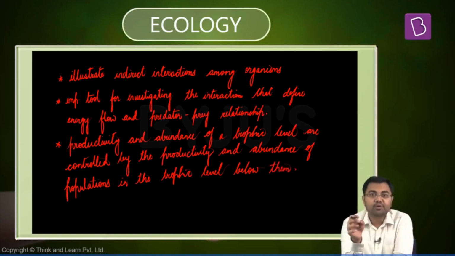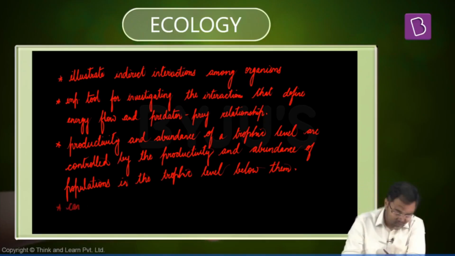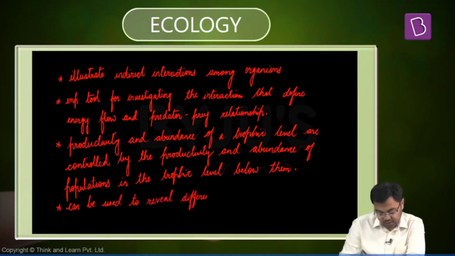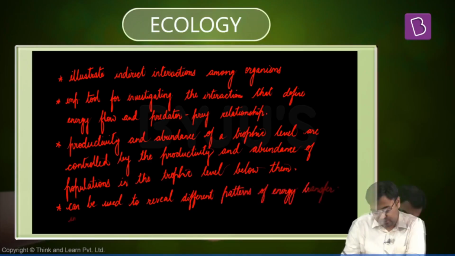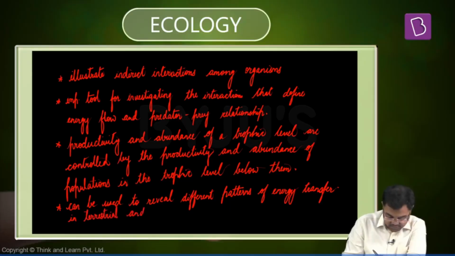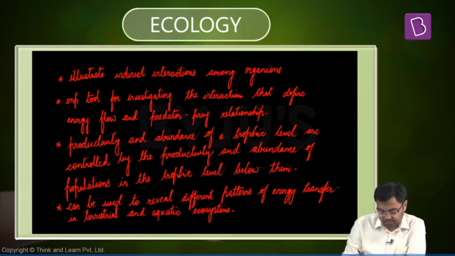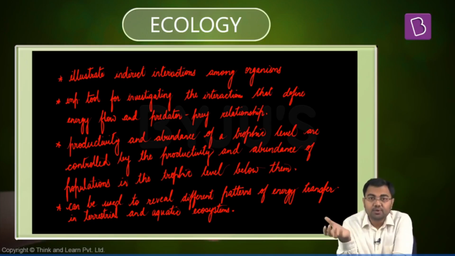Another important point is that a food web can be used to reveal the different patterns of energy transfer in terrestrial as well as aquatic ecosystems. That can be used to reveal different patterns of energy transfer in terrestrial and aquatic ecosystems. So why are we talking about patterns?